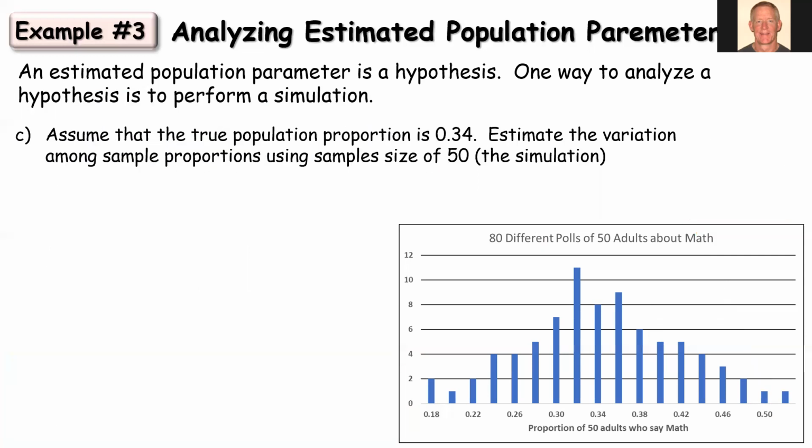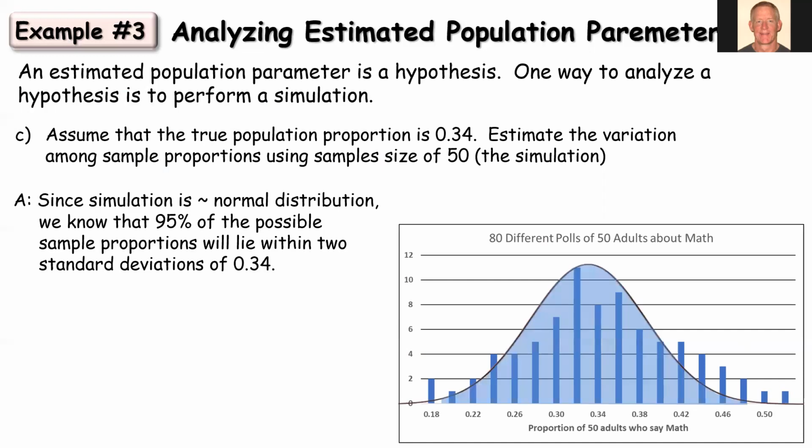All right, one more question to ask here. Let's assume that the true population proportion is 0.34, 34%. We want to estimate the variation among sample proportions using sample sizes of 50, what we've done in the simulation. In other words, if we were to go out and get any random sample of 50, what is the range of values that we would expect to find and still be able to say, yes, the hypothesis is true, 34% of the population think math is of greatest value.